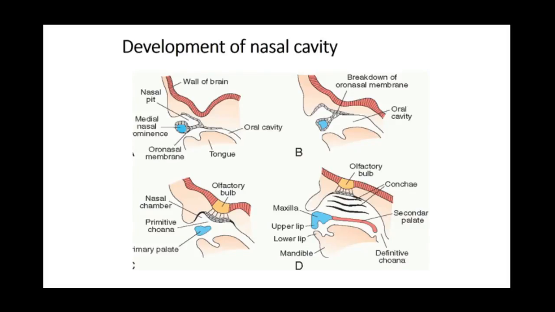So that is where you have your definitive choanae, that is your definitive opening from the nasal cavity to the pharynx. So initially it was in front, then gradually it goes down backward, and this is where you are developing your maxilla, and then you have your mandible, and this is the palate in between. So this is how, by the deepening of your nasal pit, you are developing the chamber of the nasal cavity, right?